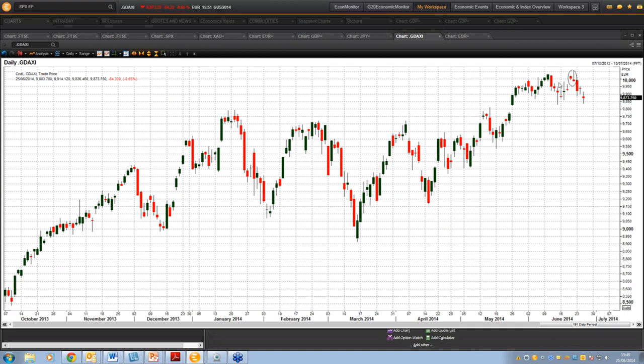But certainly at the moment you have got a bearish key one day reversal, which is a fairly dominant candlestick pattern on the DAX, but I'm not going to focus too much on the DAX purely because of that.